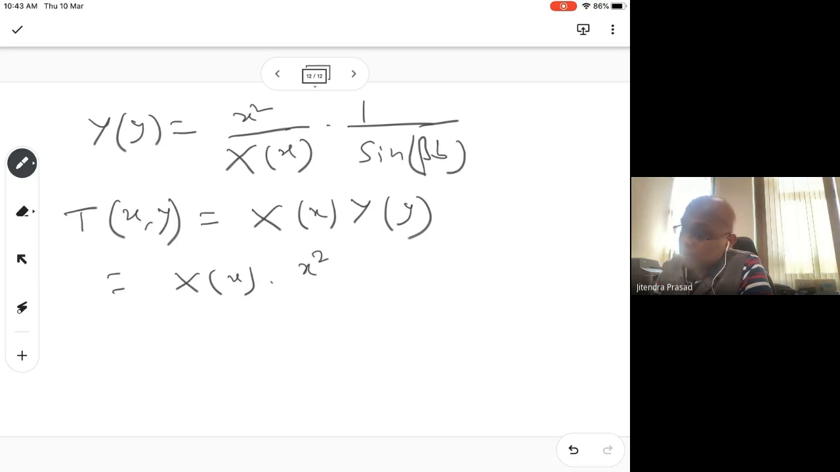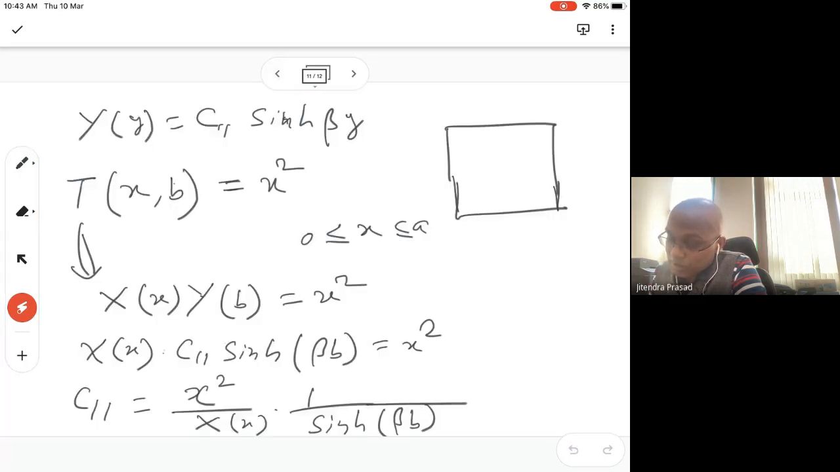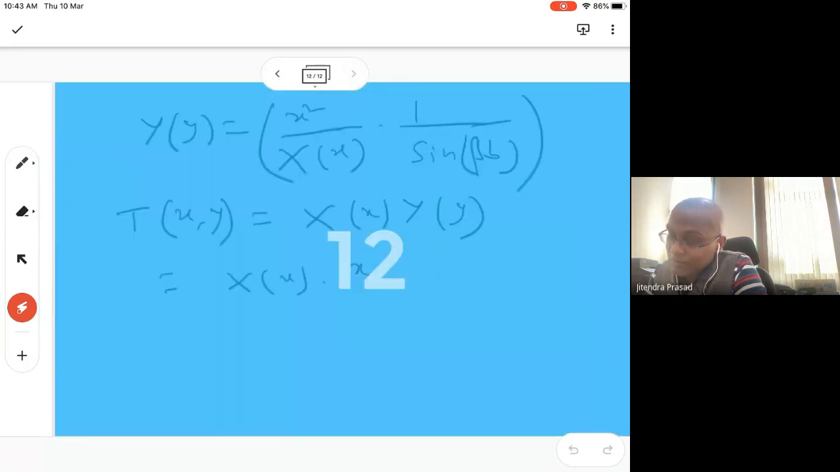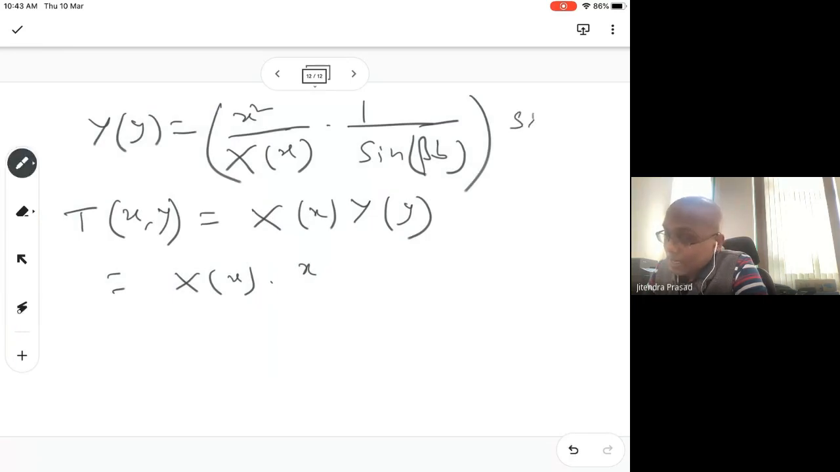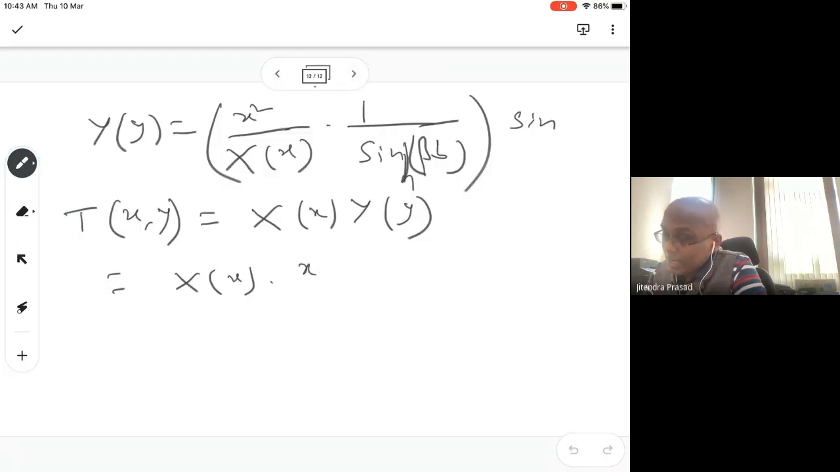Sorry guys, this one is just C1, right? Just a minute. This one is just C1, and this one is x square C11 only, multiplied by, we should have sine hyperbolic here. Yes, this should be sine hyperbolic beta y.